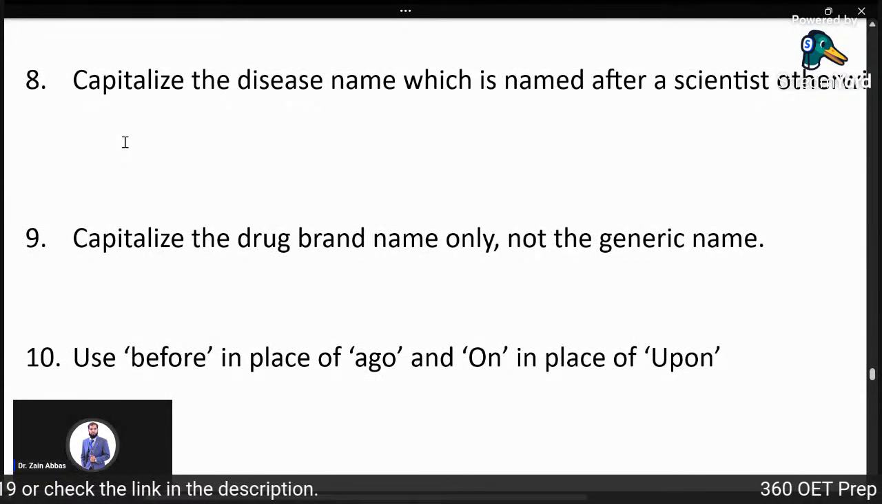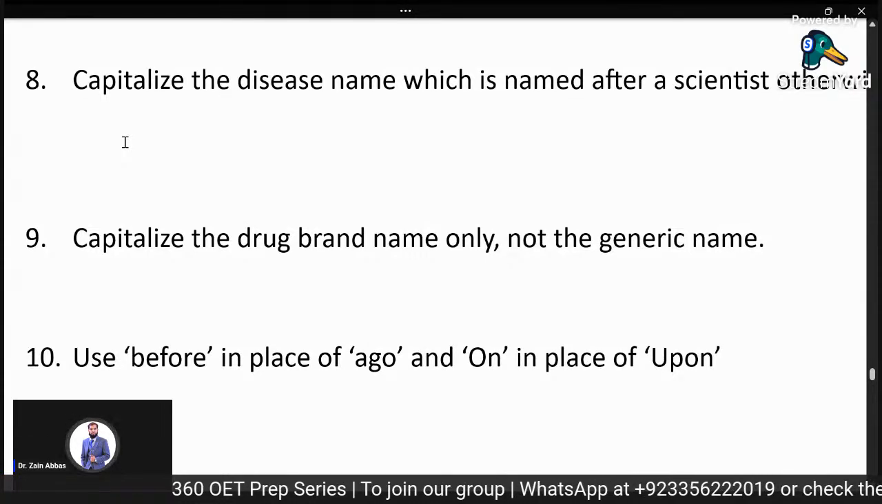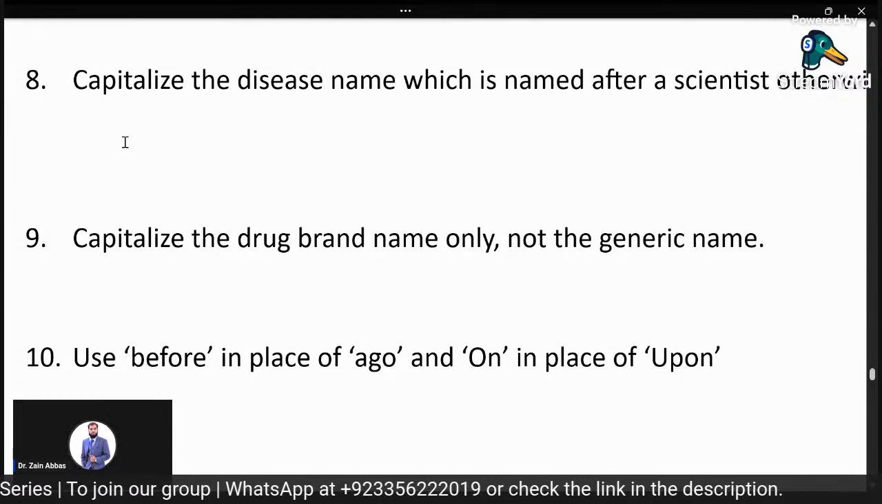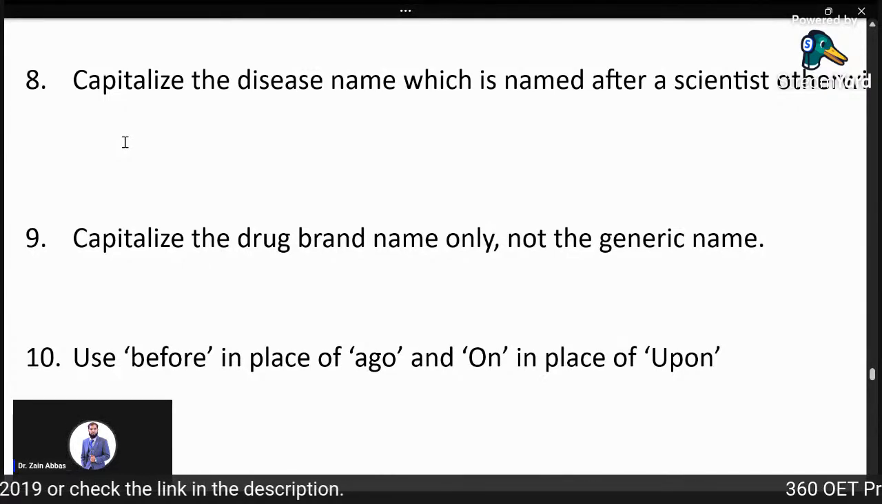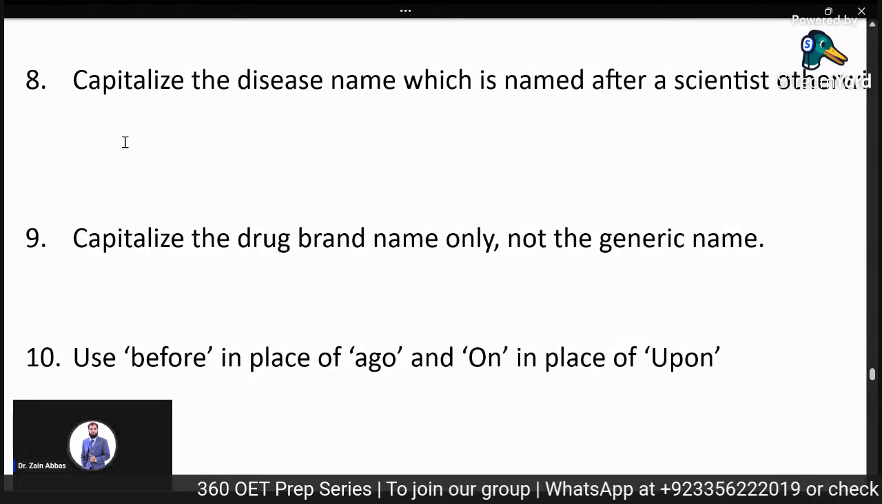The next important point is capitalize the condition name which is named after a scientist, like Huntington's disease. The H of Huntington's disease must be capitalized, but a condition which is not named after a scientist should be written in small case, like diabetes mellitus. The D for diabetes should be small, and the M for mellitus also should be small.